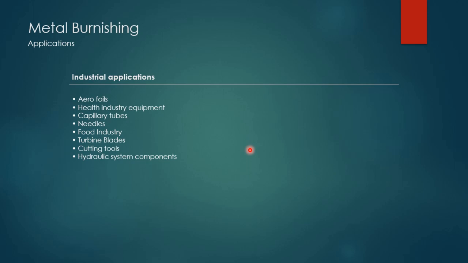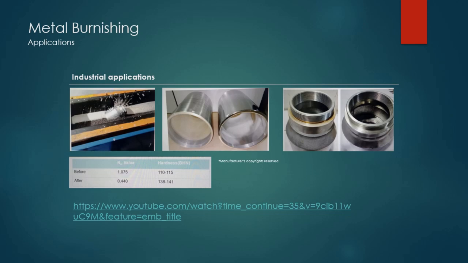Now metal burnishing has all of these applications, but these are the limited applications. It can be extended as and when the case may be, based on that application. You can modify the tool that will be required to carry out the process. The process parameters need to be set accordingly, like the feed, the speed, the force of burnishing, all those things. Okay, let's move to the next slide. So this is the last slide, I guess, the applications of metal burnishing.